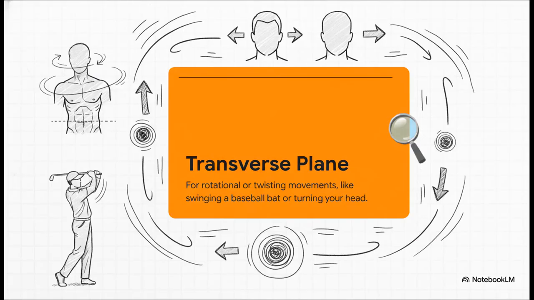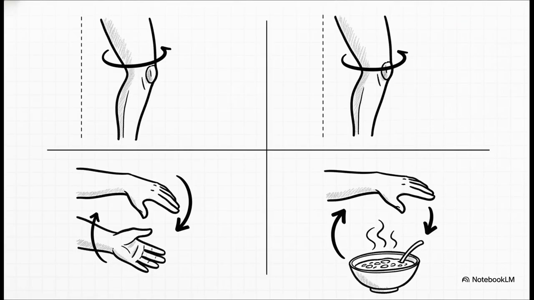And finally, we have the transverse plane. This one divides the body horizontally into a top and a bottom half. This is the plane of rotation. Think about shaking your head no, or the powerful twist in a golfer's swing. That's all happening here. So in this plane, we use terms like medial rotation, which is turning a limb inward toward the midline, and lateral rotation, which is turning it outward. And for the forearm, we have supination and pronation.